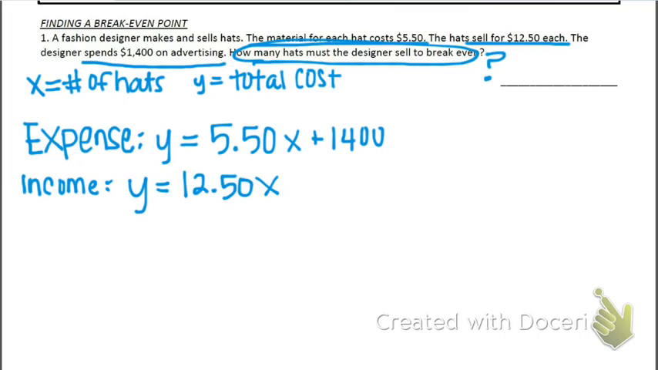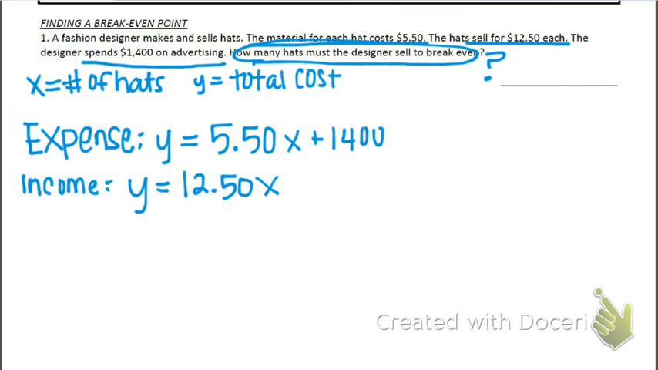Okay, so let's think about this. I have two equations, and I am looking for the break-even point. So what does that mean? Where they meet. So if I were to graph these, it would be the point where the two lines meet. Basically, we have a system of equations here, and I am looking for when the cost is equal.